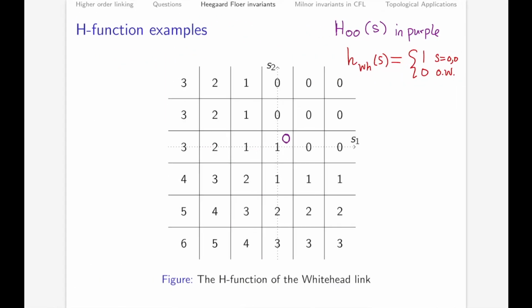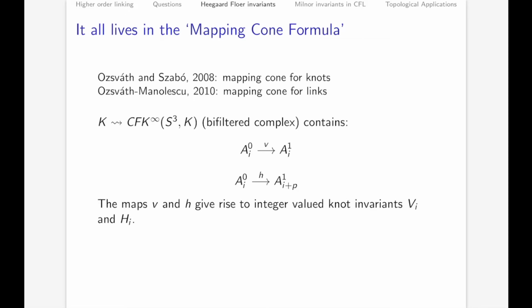There are some remarks that I want to make about the H function, and that is that it all lives in what's called the mapping cone formula. The mapping cone formula is this homological algebraic construction that tells you how to figure out the link Floer homology of surgery on your knot or on your link. The version for knots is due to Ozsváth and Szabó in 2008, and the version for links is due to Ozsváth and Manolescu in 2010. So here what you have is your knot, and associated to your knot is CFK infinity, the total knot Floer complex.